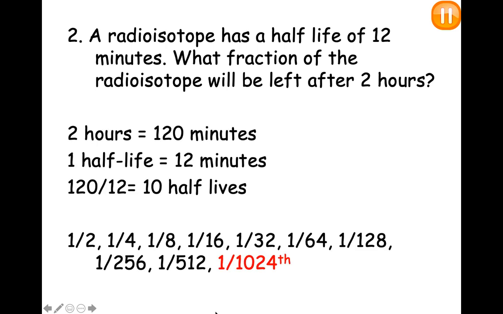Okay, so after 2 hours, that's 120 minutes. One half-life is 12 minutes. So 120 divided by 12 means it's undergone 10 half-lives. So you can see at the bottom, for each half-life, the different fraction we have left of the original sample. So we get all the way down to 1/1024th. That's how much will be left.